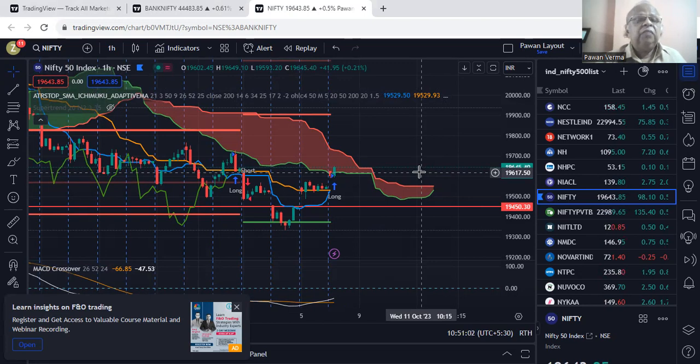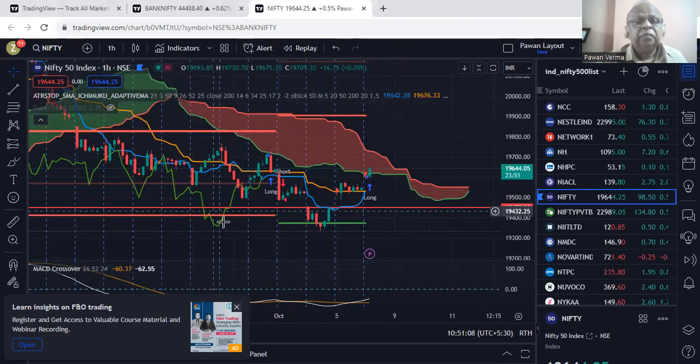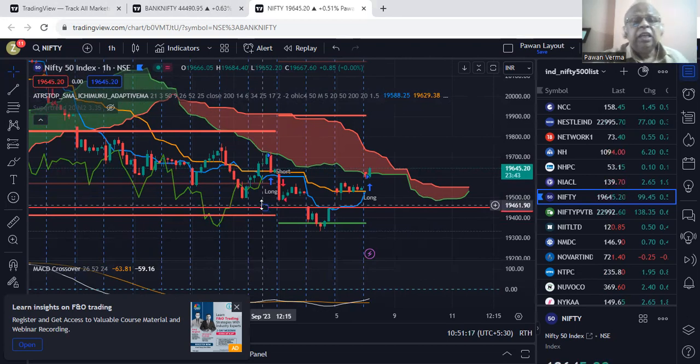Prima facie, we will just see the position of Chikou span. Observe the position of Chikou span, my dear friends. First of all, the Chikou span is cutting the Tenkan-sen. So friends, this means that at this stage, in an hour or two, we can get a small bounce back.